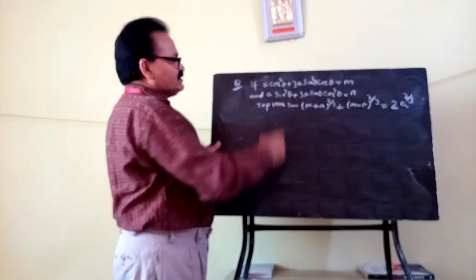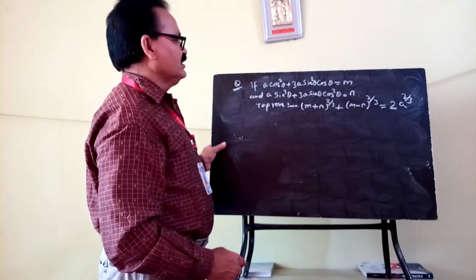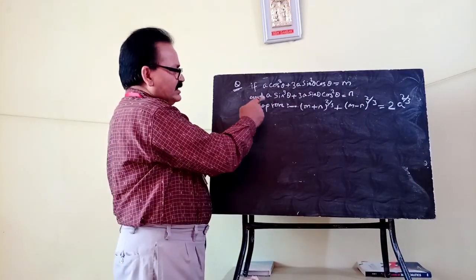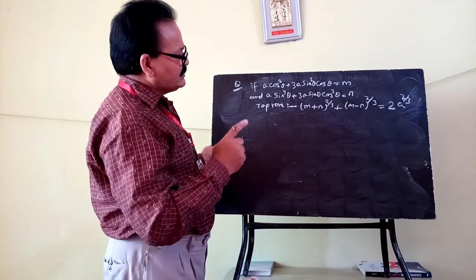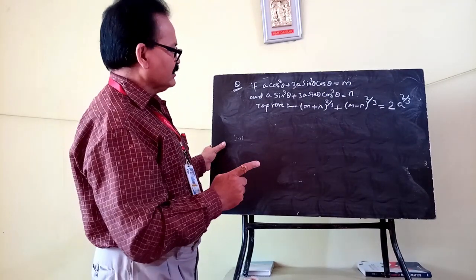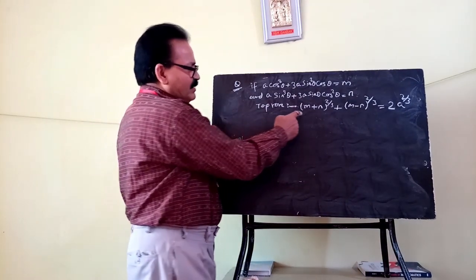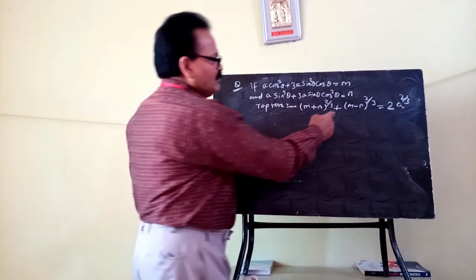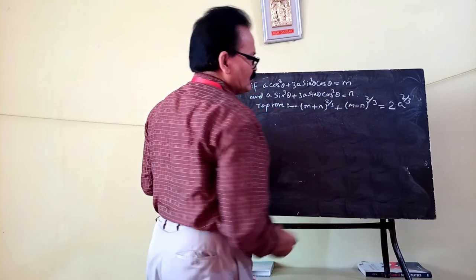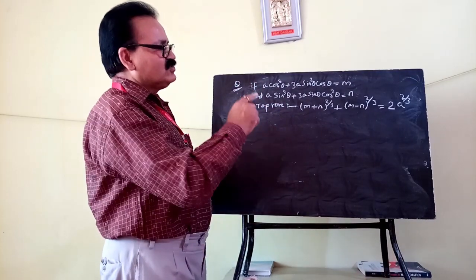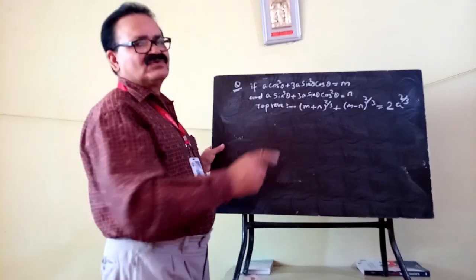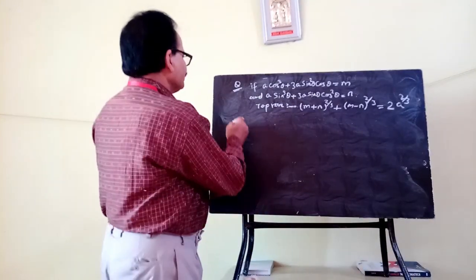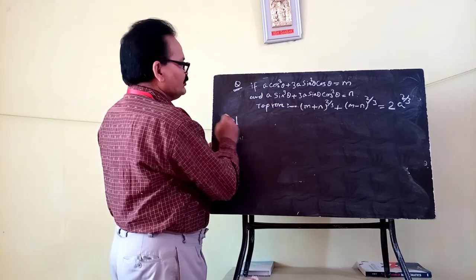If a cos cube theta plus 3a sin square theta into cos theta equals m, and a sin cube theta plus 3a sin theta cos square theta equals n, you have to prove (m plus n) whole to the power 2 by 3 plus (m minus n) whole to the power 2 by 3 equals 2 into a to the power 2 by 3. Okay, this much you have to prove. So for proving, you have to write the solution.